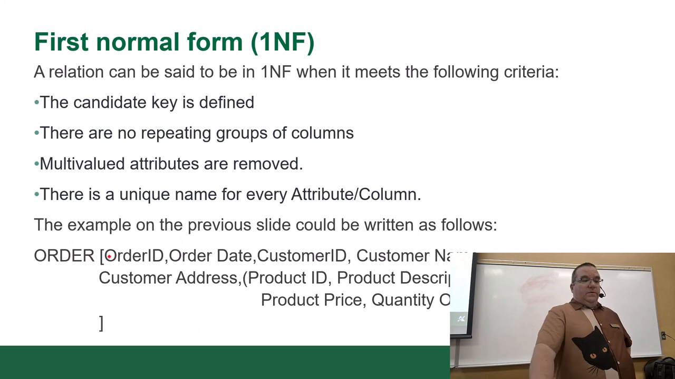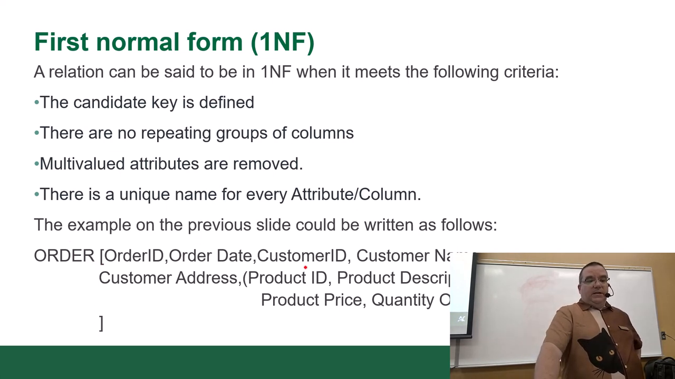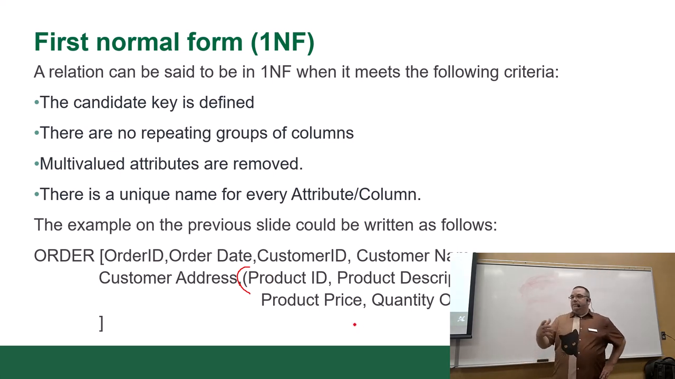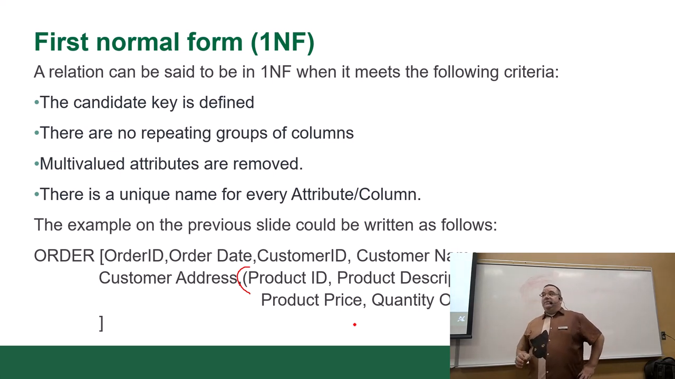So you have the order ID, the order date, customer ID, customer name, customer address. Then you'll notice these parentheses. The parentheses denote the fact that this is a repeating group of columns. There is actually notation for that, for the starting point. The goal is to get rid of those parentheses before we can even say we're in first normal form.